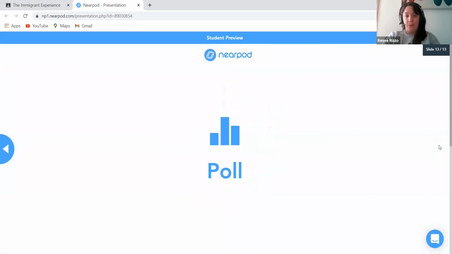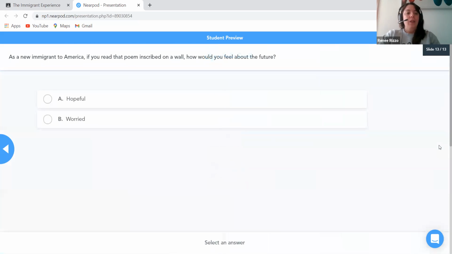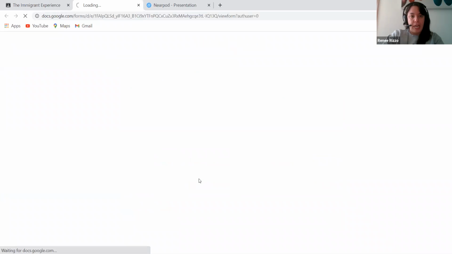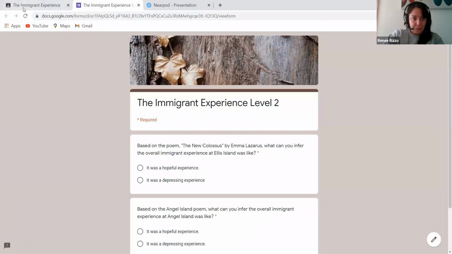I include another poll to check in. As a new immigrant to America, if you read that poem inscribed on a wall, how would you feel about the future? Hopeful or worried? So, next, I'm going to take you through the 3 levels of assessment that I created to go with this lesson.